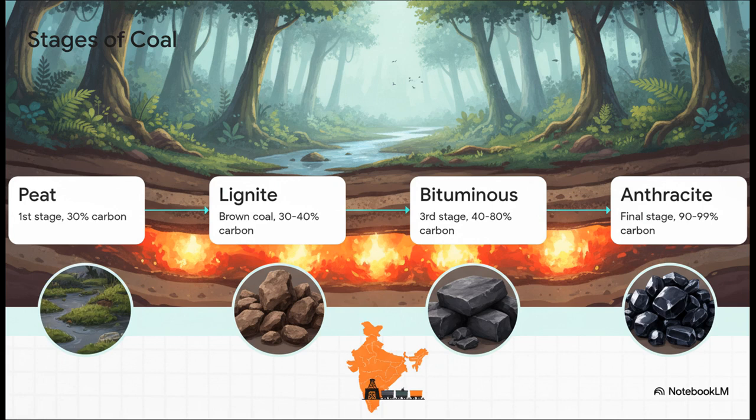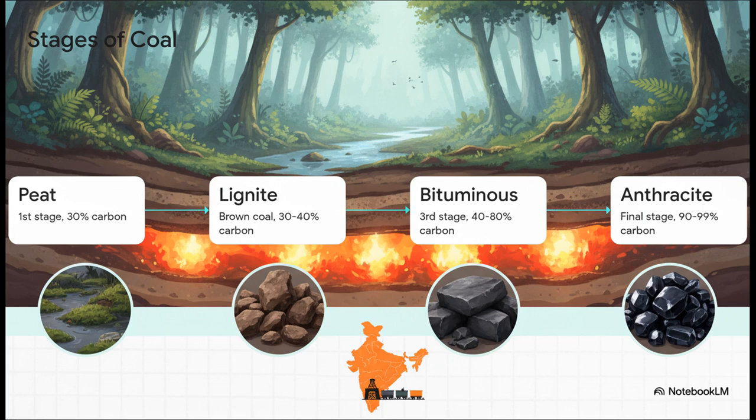Just like iron, coal has stages of formation, but here it is based on carbon content. Peat is the first stage, with just 30% carbon. Then it compresses into lignite, or brown coal. With more time and pressure, it becomes bituminous, which is what we mostly use. And finally, the ultimate stage is anthracite, with 90 to 99% carbon. The higher the carbon, the better the heat.